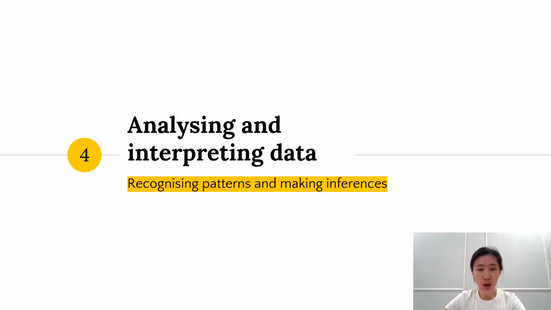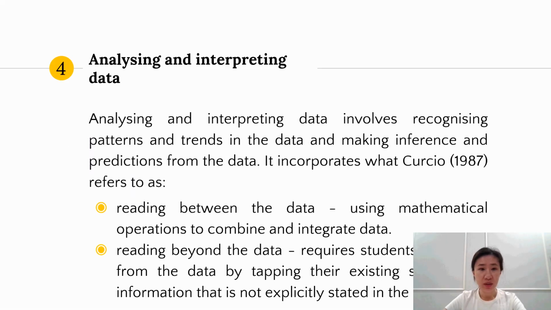And the last step of the statistical processes is analyzing and interpreting data. So this includes recognizing pattern and making inferences. As the last step of the statistical process, this step involves recognizing patterns and trends in the data and making inference and predictions from the data.